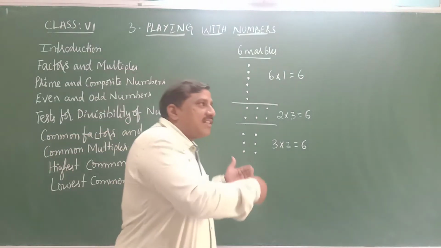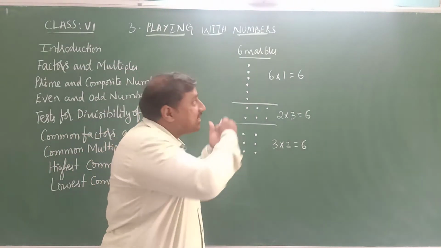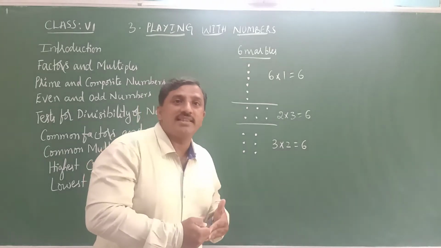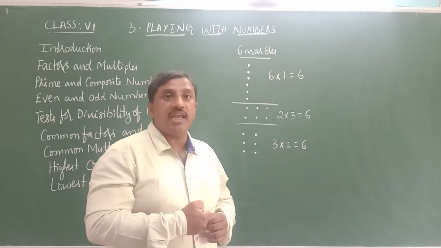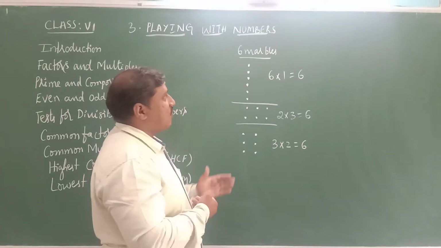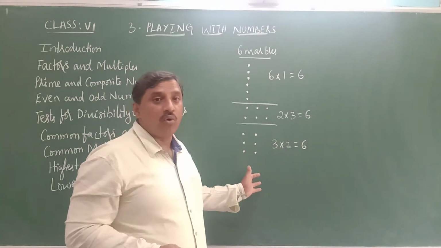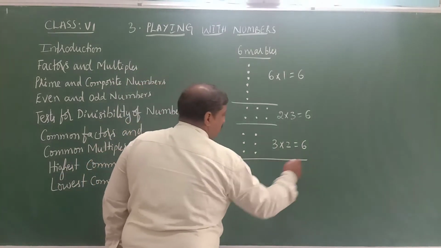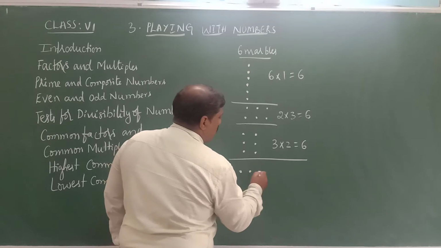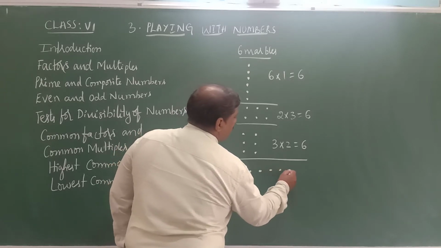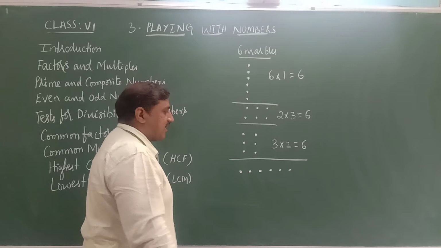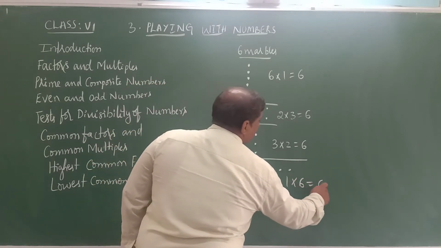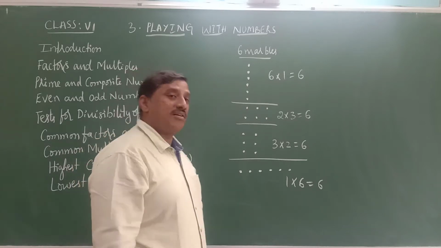Do you find any other way of arranging these 6 marbles in rows with the same number of marbles in each row? Yes. Now we can arrange these marbles in one row with 6 marbles in that row. That is 1, 2, 3, 4, 5, 6. Here we have 6. 1 row and 6 marbles in the row. We got 1 into 6 is equal to 6.